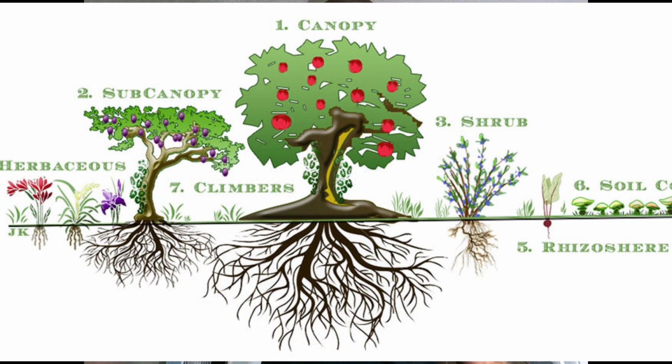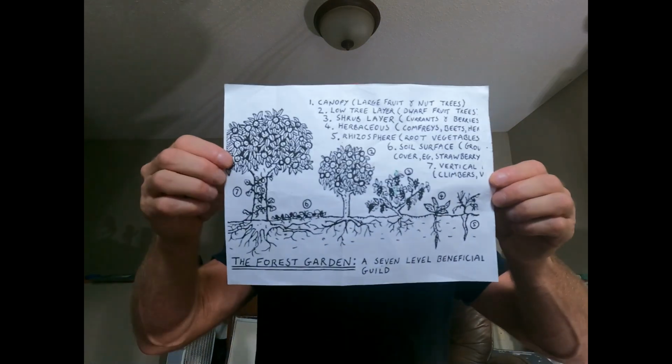Basically, there are 7 layers to a food forest, and I'm going to hold up a piece of paper right here. I hope you can see it. It's not a very good picture. But we have your tall trees, which are the canopy layer. Those are large fruit trees or nut trees.